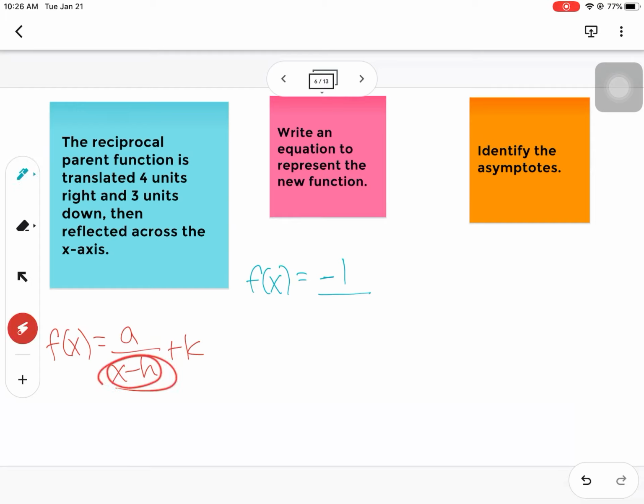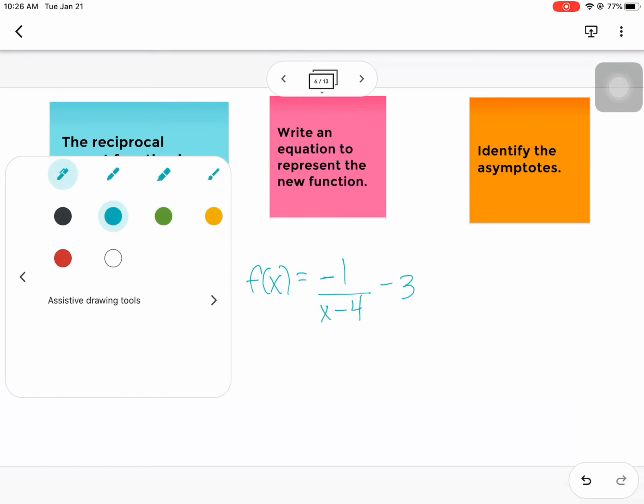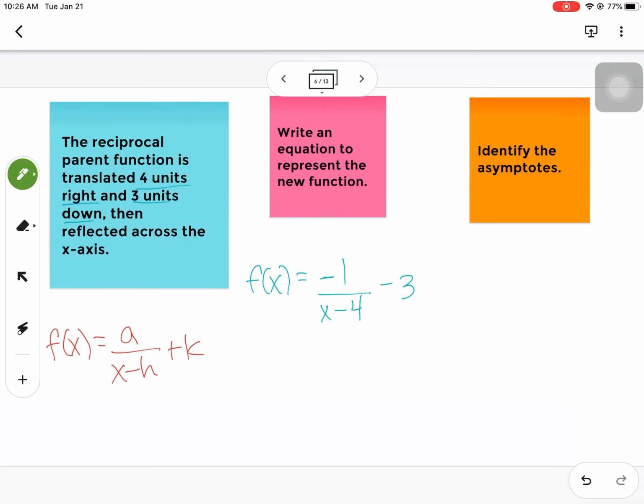For my h value, that needs to be something that went left or right. And in here it went 4 units to the right. So I plug in a +4, so it looks like an x - 4. And then my k is my up or down, so that's the 3 units down. So I went -3. So that would be the equation based on that description given to you.